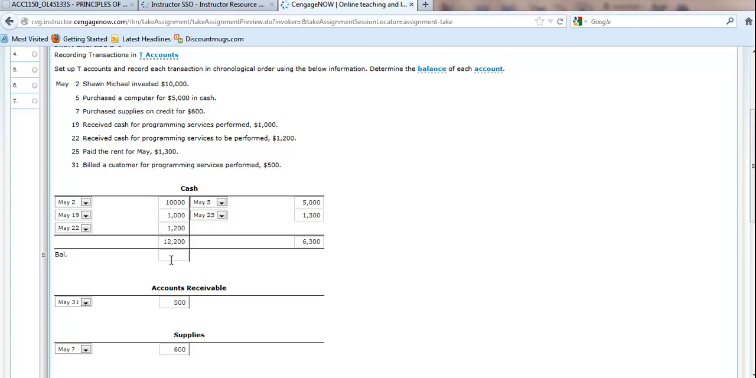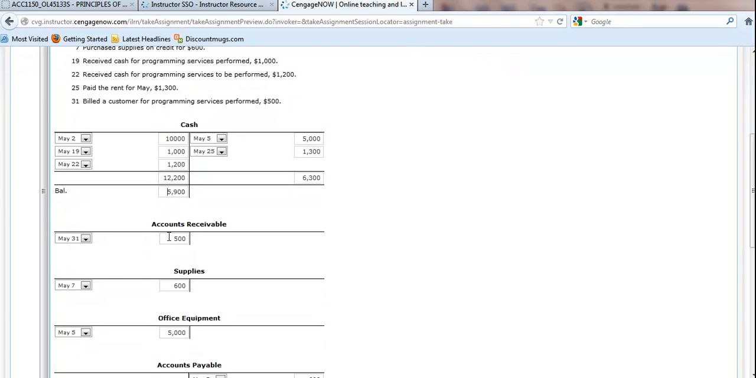Now a couple of things to remember as far as what side it goes on. If I take the $12,200 minus the $6,300, I get a difference of $5,900, and it goes on the side that was the largest. So this side is bigger than this side, so the difference will go here. But another thing to remember and a good check is, my normal balance of cash, the side it increases with, is debit. So I should normally have a debit balance in my cash account, and in this situation I do.